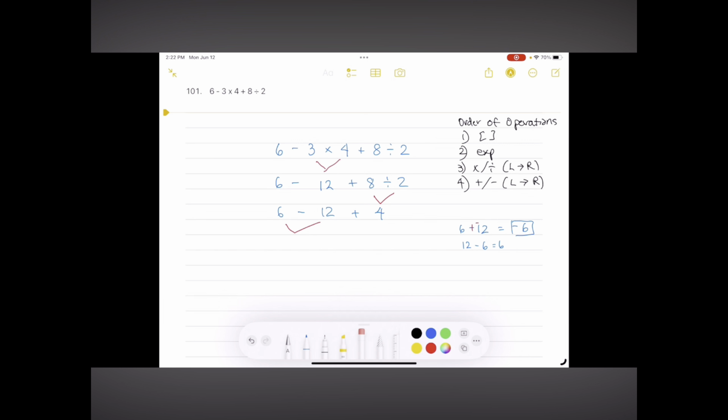Back to the equation, we write down negative 6 under 6 minus 12, and then we bring down the rest of the equation, plus 4. So now we are looking at negative 6 plus 4. When we're adding integers with the opposite sign, we treat it as a subtraction problem. Larger number gives the sign. So it's 6 minus 4 equals 2. The answer is negative 2.